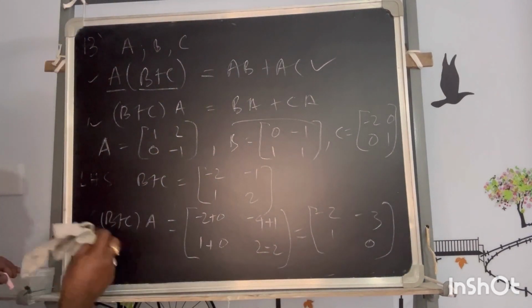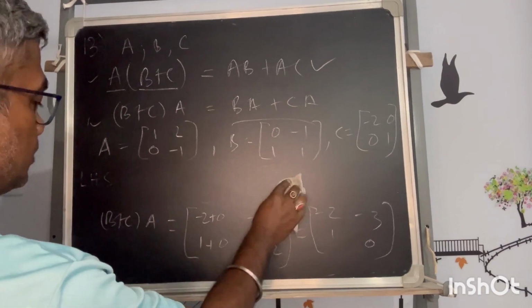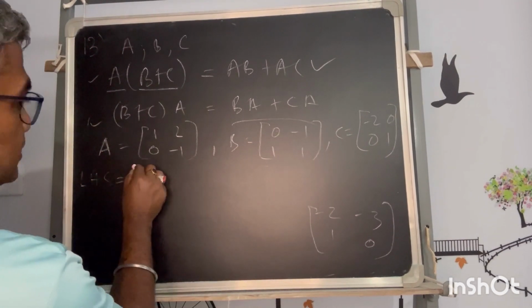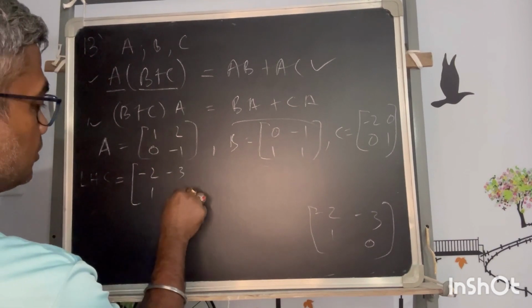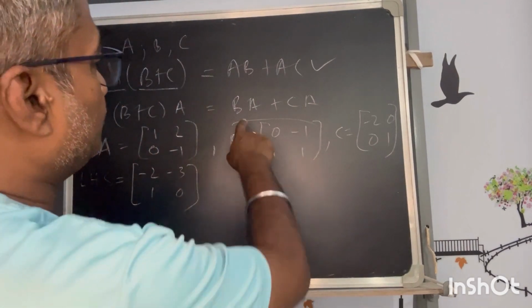So we'll keep it somewhere so that we can remember. This part only as a left hand side result, I am writing it here so that we can compare later. Now the second part is that we have to do BA and CA.